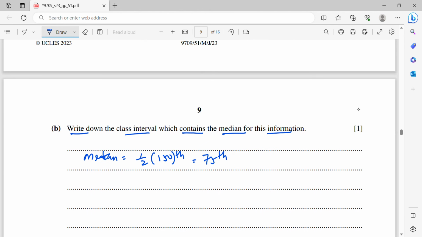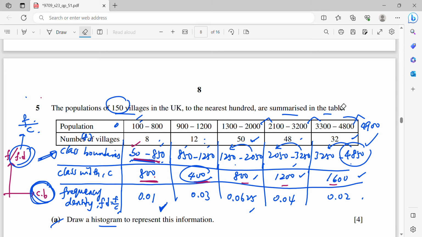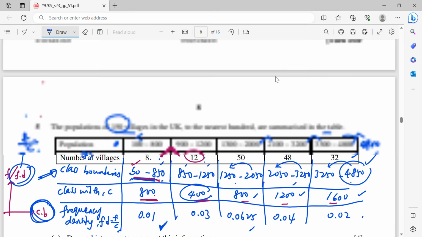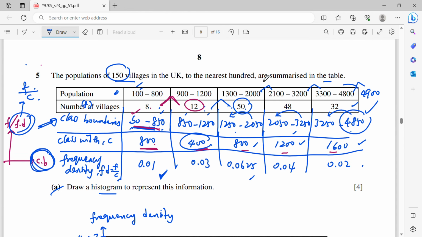So cumulative frequency, the first is 8. Now for your information, cumulative frequency is counted by adding the total with the previous total with the next value. So 8 plus 12, the next capital F is going to be 20. So here is 20. After 20, this total will be added with 50. So 20 plus 50 is going to be 70.